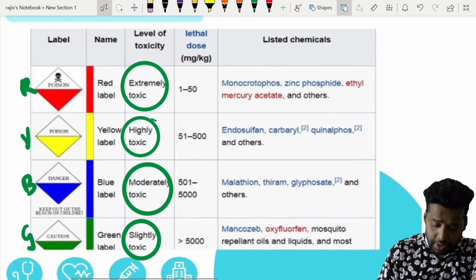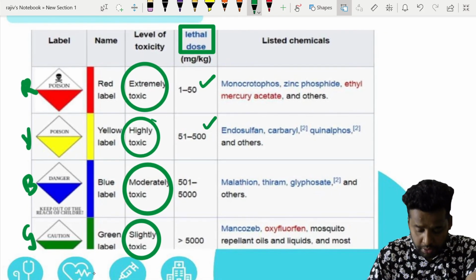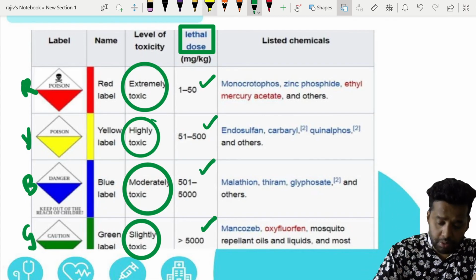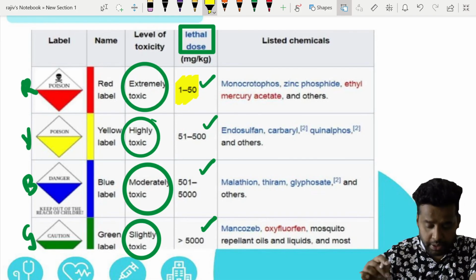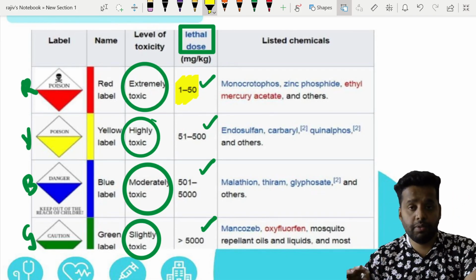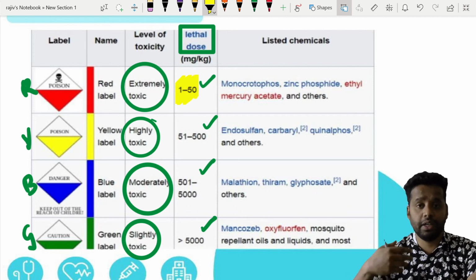Lethal dose, if I ask, can be asked in future exams. Note down the numbers. In that, note down the lethal dose for red color poison. That is enough. No need to remember everything, because it's not possible for you to recall everything in the exam. You have to take a wild guess. You have to take a risk.